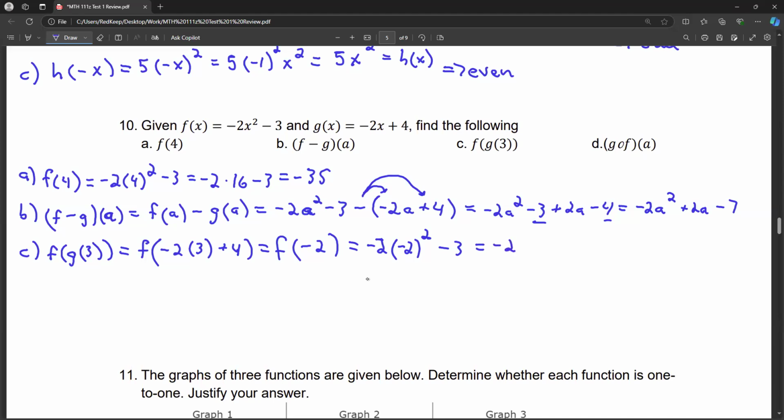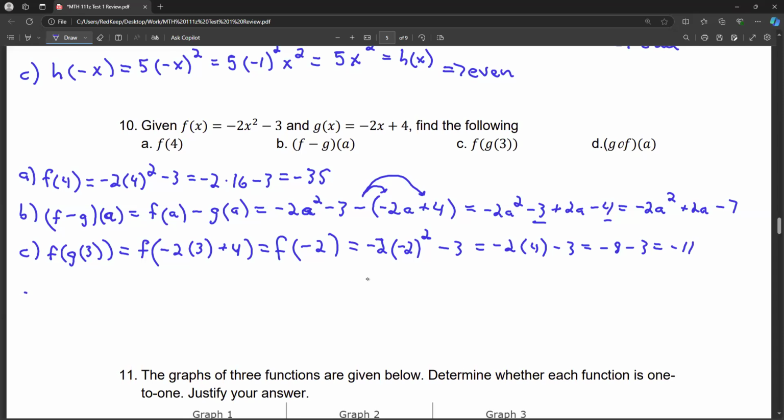Right, so let's go ahead and write that down so we don't get messed up here. There's a lot of -2's. And then next we see, well, -2 times 4 is equal to -8. And then -8 minus 3 is equal to -11. Perfect. Okay, so that was everything for part C.